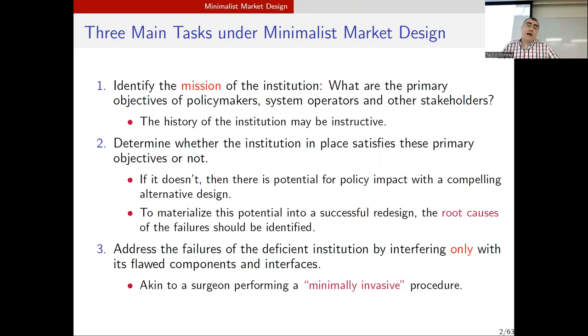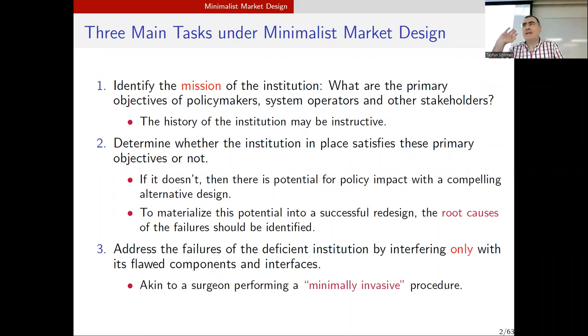Then I check whether the institution in place satisfies these primary objectives or not. If it doesn't, then I have an opportunity. Even though I'm an outsider, I'm typically not welcome because I'm coming with a criticism of a lot of hard work. Then I can say that, look, it seems like this is what you're trying to do. Here's the evidence. Whatever that evidence is, it seems like this is causing some issues. Here's the evidence. I can fix those problems.